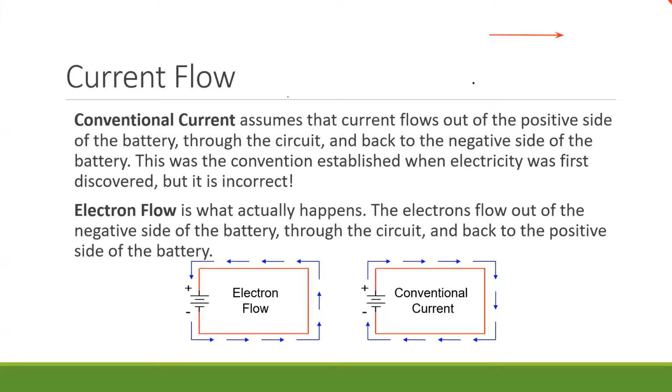Now, a quick question for you guys. I want to see a vote here. Which one do you think that engineers use? Do you guys think they use conventional current, or do you think they use electron flow? Throw your votes either in the chat or you can say them out loud. What do you got? What do you think, Angus? Are you still there? Do you think electron flow or conventional current?